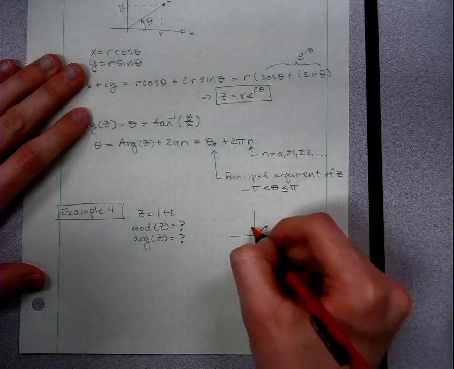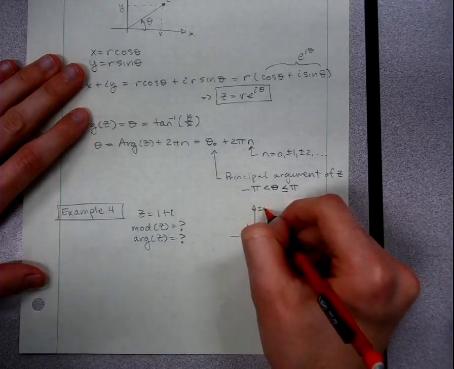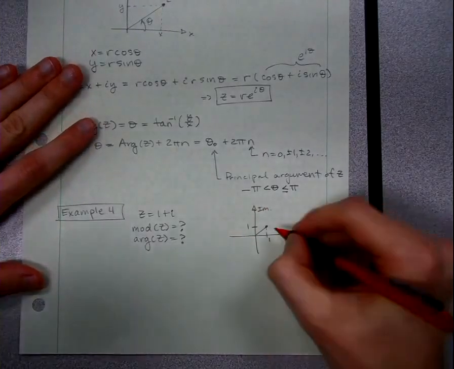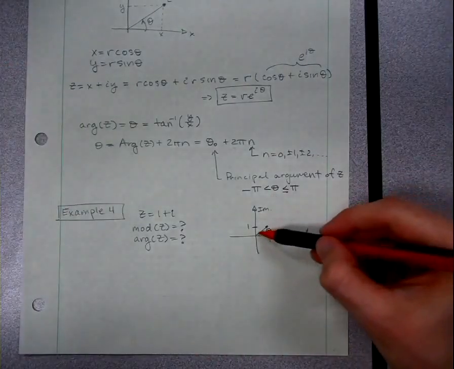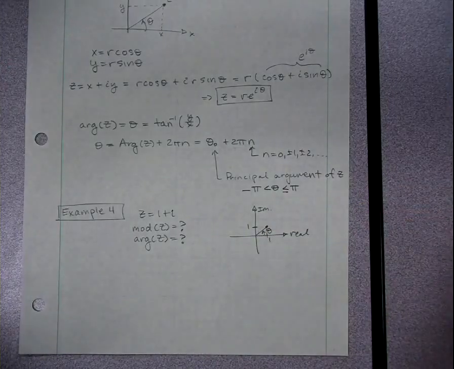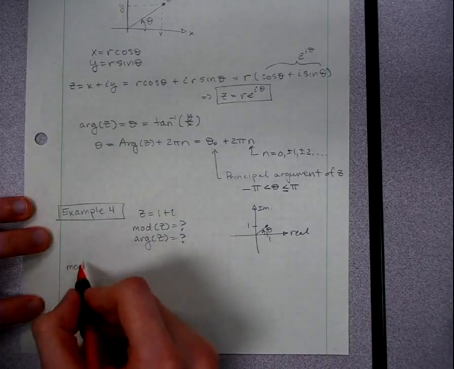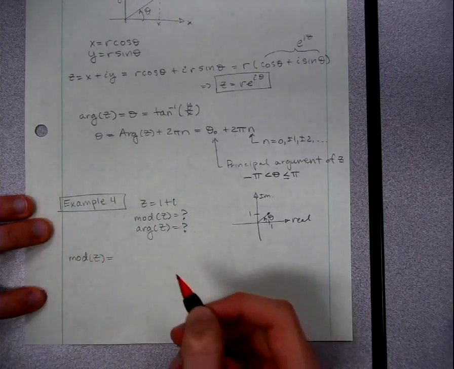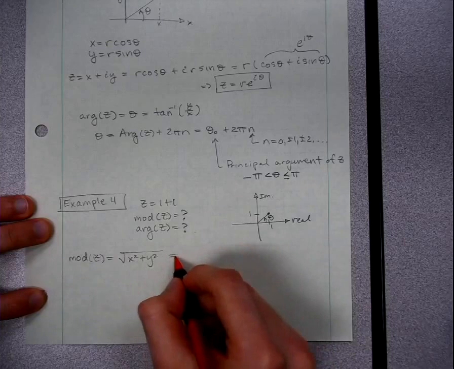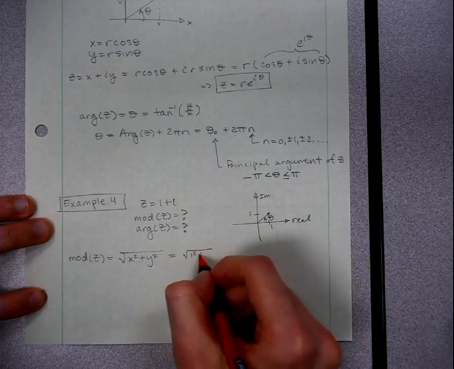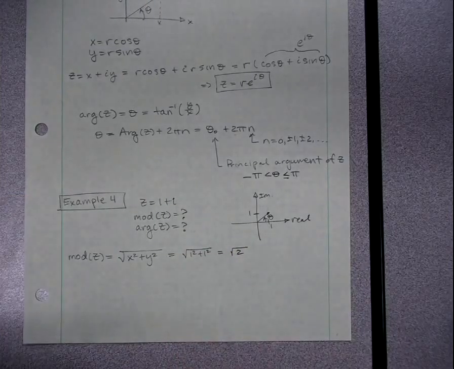So 1 and 1, real and imaginary. Okay. So we want to know what this angle theta is, and we want to know the length of basically that vector. So let's find the modulus of z first. Mod of z just equals the square root of x squared plus y squared, and that equals the square root of 1 squared plus 1 squared, which is the square root of 2. Very straightforward.